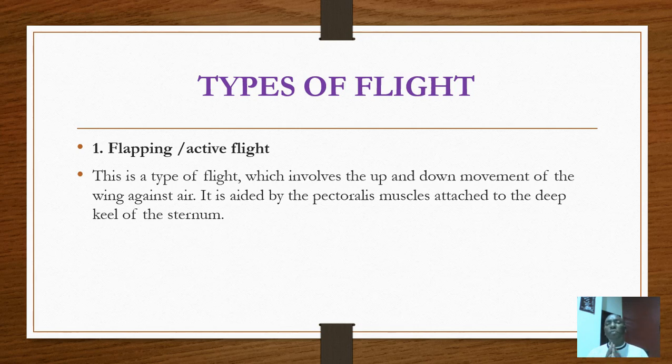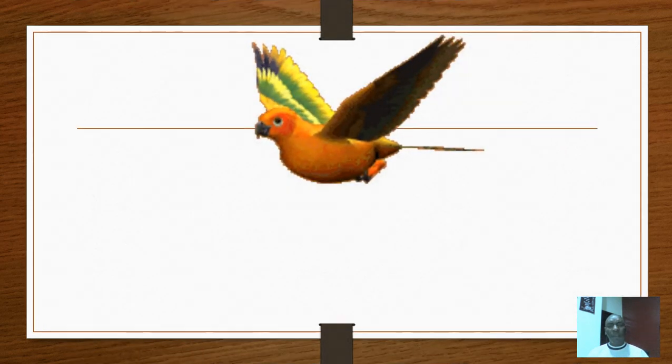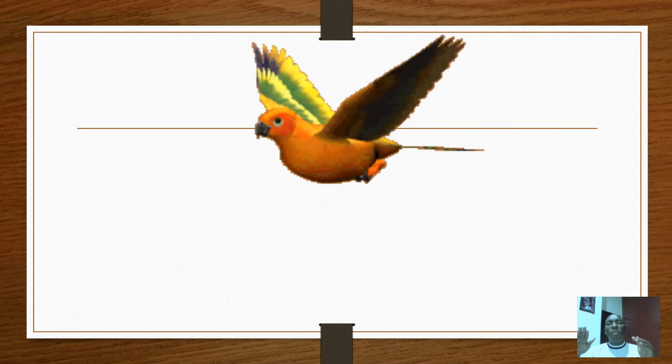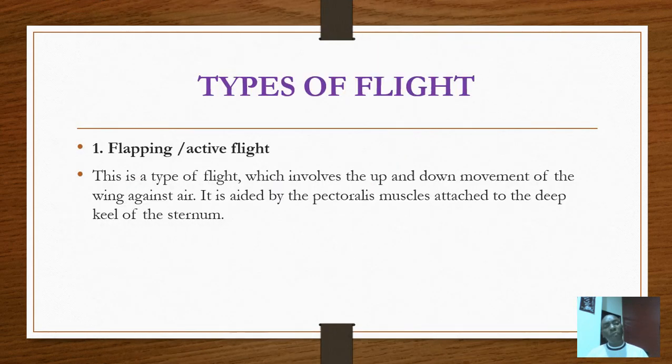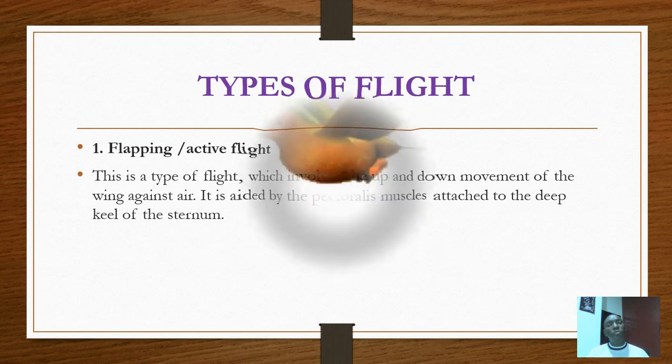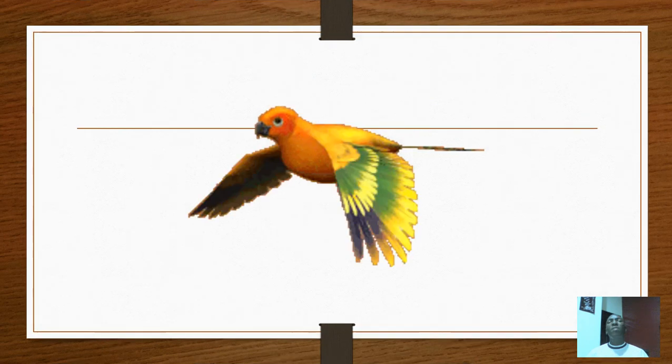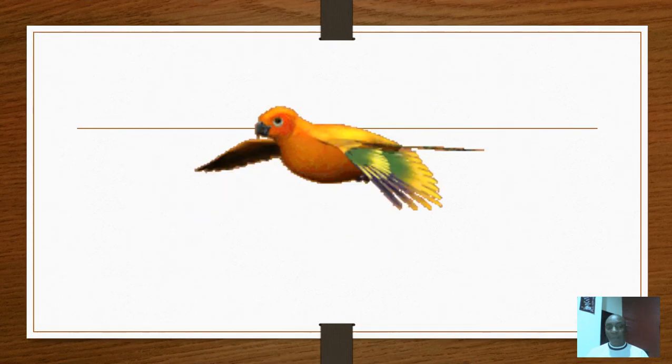It is brought about by muscles. Remember, we called them the pectoralis muscles, pectoralis major and pectoralis minor. So that is moving by flapping, active flight, because flapping is where the wings are moved up and down. Later, we are going to see the mechanism of flapping, how flapping works, and we shall see that it involves upstroke and downstroke. So it is a type of flight that involves up and down movement of the wings against air, brought about by movement of the pectoralis muscle. That is flapping or active flight.